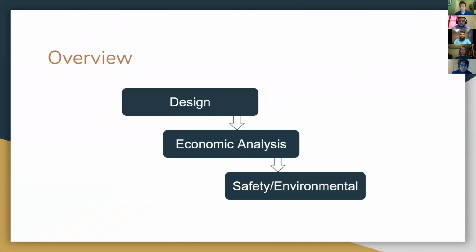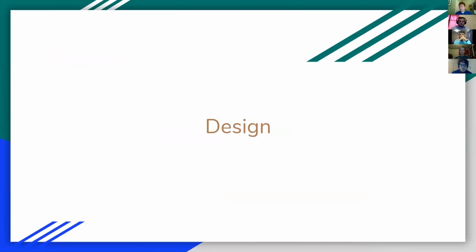So this is kind of an overview of how we're going to do this presentation. We're going to start off with the design of our cracking system and the process flow diagram, the components we selected, and the reaction kinetics that we selected for this process. And then we'll go into our economic analysis, and then that'll be followed by our safety and environmental analysis. And so we're going to start off with design.